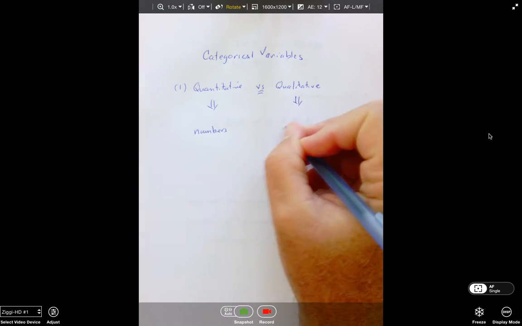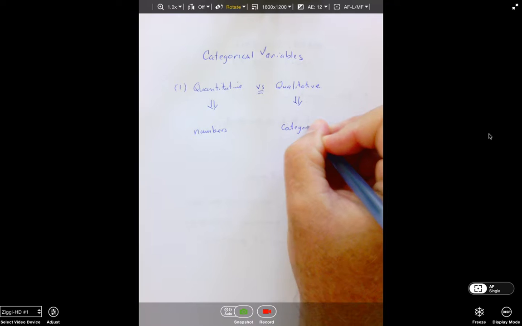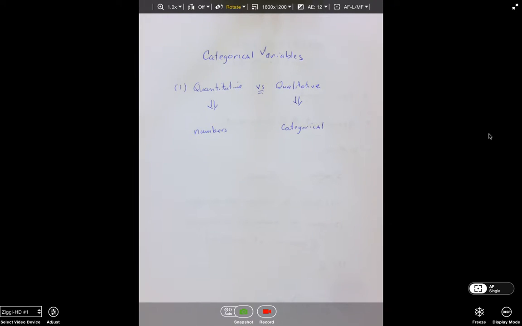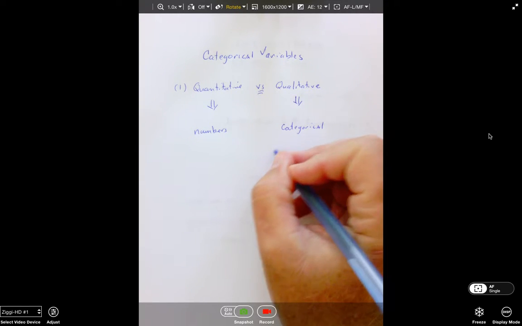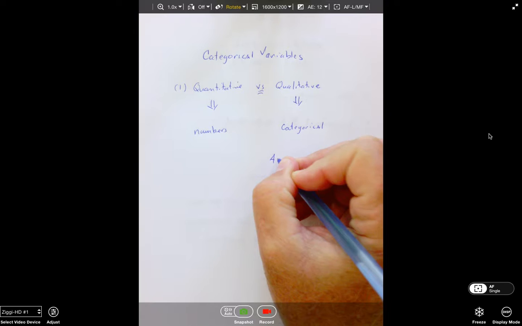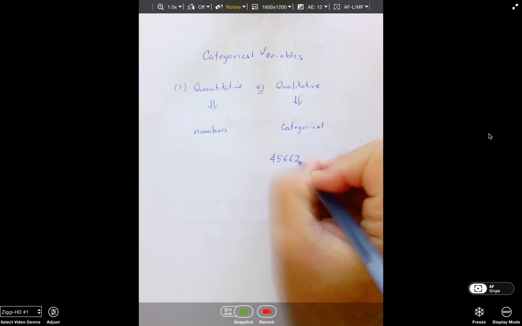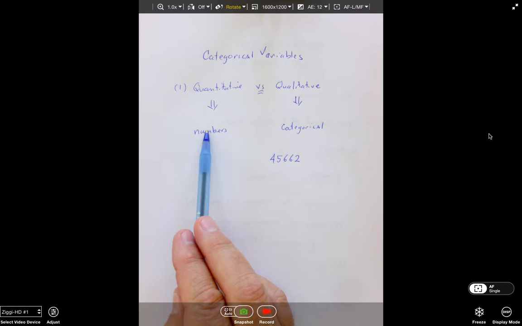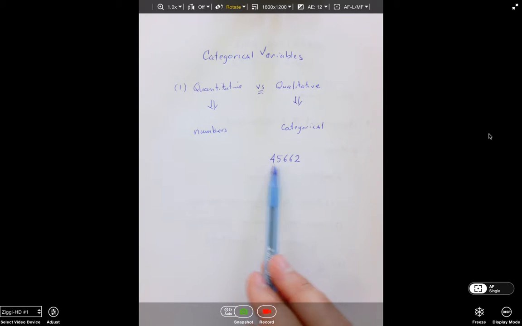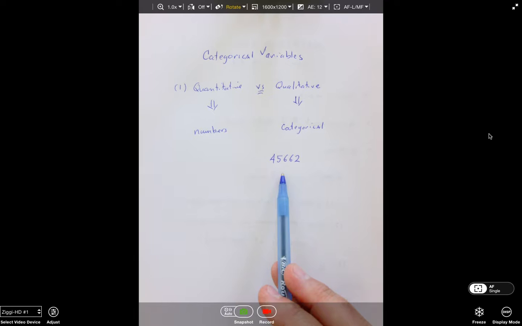Qualitative data, on the other hand, is categorical variables. And the reason I make the distinction over here about numbers taking on some numerical sense is sometimes categorical variables can be numbers. For example, the zip code for Portsmouth is 45662. That's clearly a number, but it doesn't represent anything in a true numerical sense in terms of that being a measurement or a count. It's just a location on the map that's provided by a number.